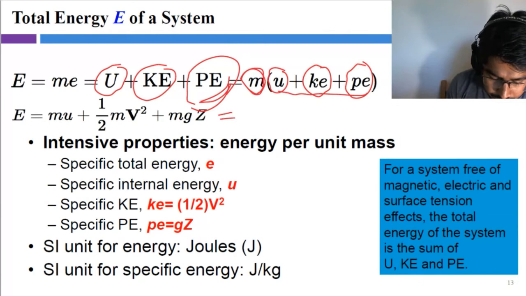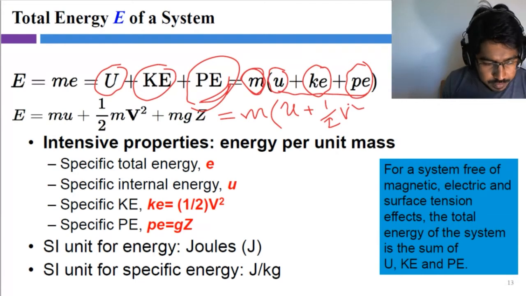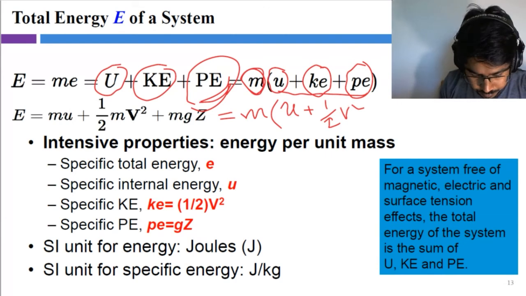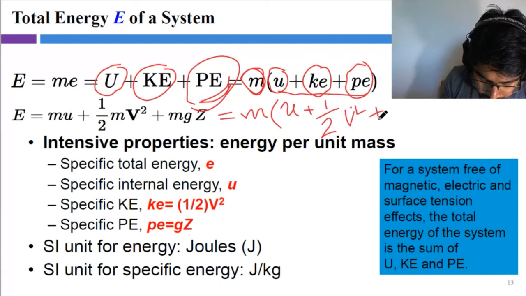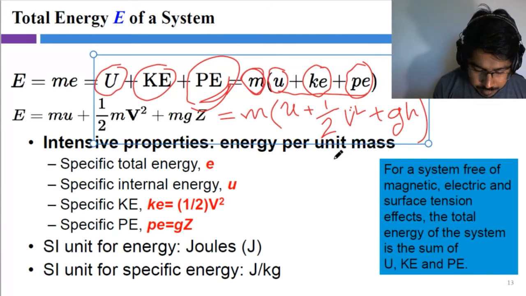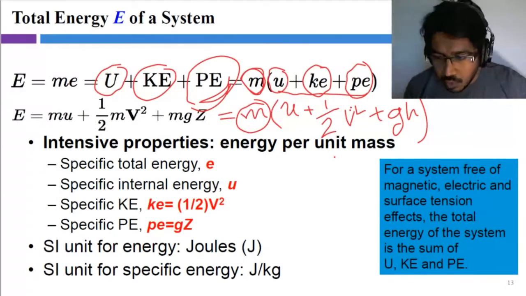So what does this mean? It would be good to see this one. Specific internal energy and specific kinetic energy will be half V squared plus gh. This is going to be your specific form inside the bracket, and outside the bracket you have the mass, right?